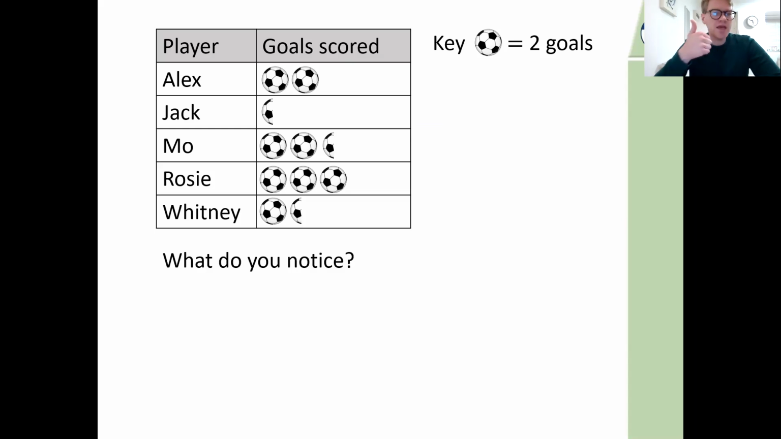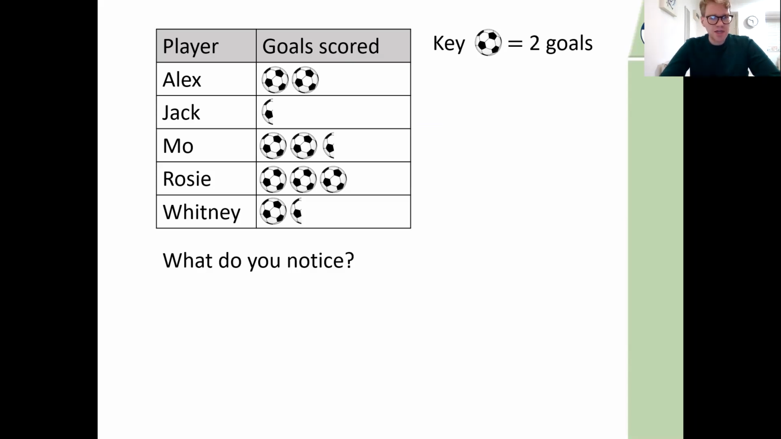So yes, we can say how many goals each of these 5 children scored, but we can also say some other things, can't we? We can also say how many goals were scored in total from all of them. We can also say how many more goals some people scored than other people. So I want you to be trying to think about that skill of looking at how many more.